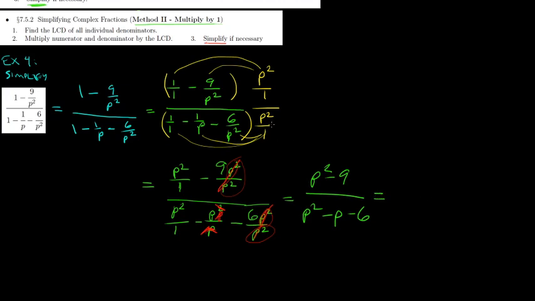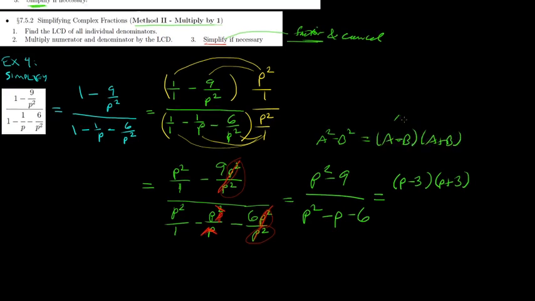However, we're not quite done yet because remember what simplify also means. Factor and cancel. So factor, how do we factor the numerator? Well, that should remind you of difference of squares, a squared minus b squared. A is p, b is 3. So a minus b times a plus b. Right? Here it is again. Right, so a is p, b is 3, right? Square root of 9 is 3, right?